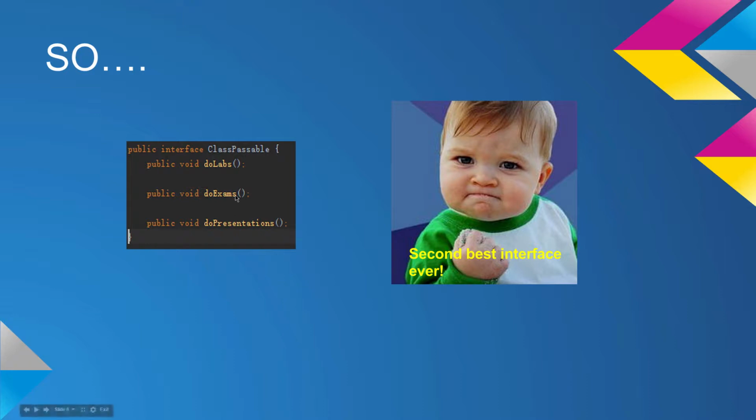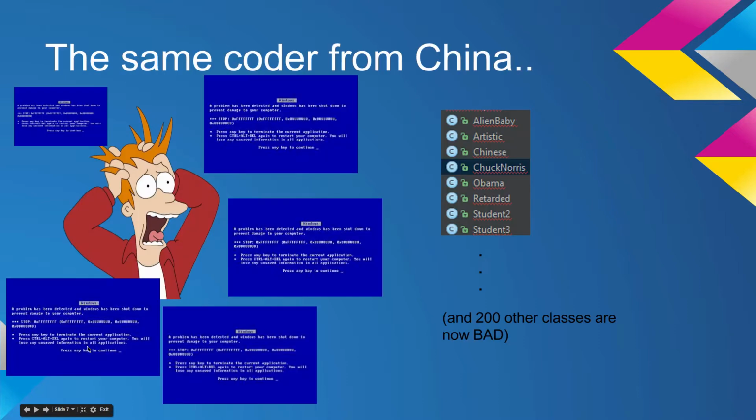Go do it. Okay, so they published the new interface, and the same coder from China clicked an update button in the GitHub GUI, and now everything's wrong. Everything has a red squiggly under it, and the system was corrupted. There are 200 classes that need to be changed because they all need to implement the new method that's been declared in the interface.